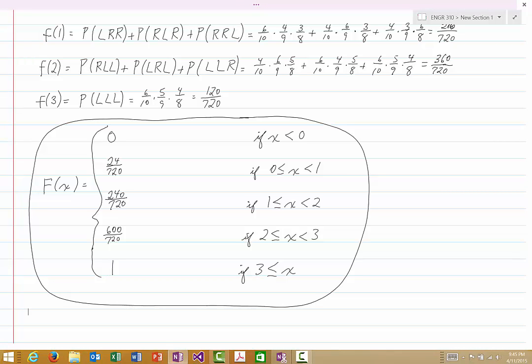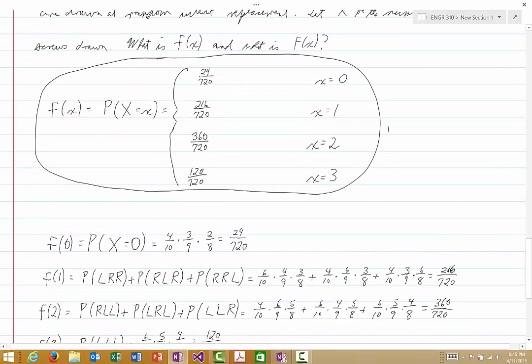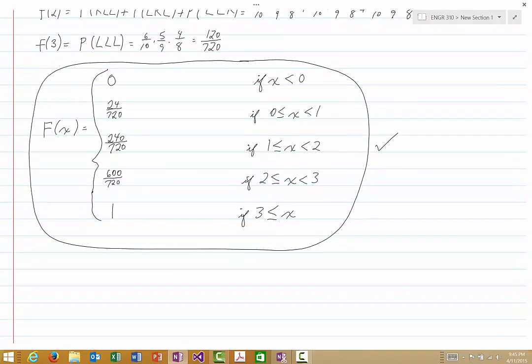So everything looks good here, and I think it's safe to assume that both of these answers are correct. So that is how you find the probability function and the distribution function for a discrete random variable. And now let's consider some problems on this topic.